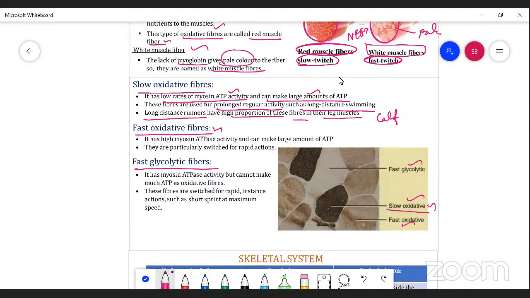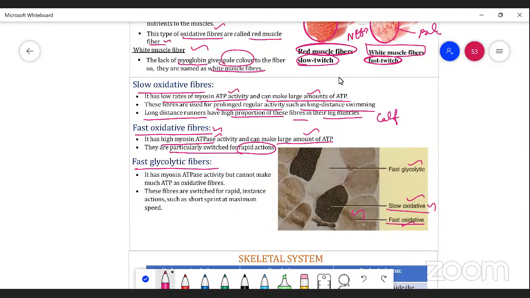This type of fiber is known as the fast oxidative fiber. These fast oxidative fibers have high myosin ATPase activity and make a large amount of ATP. Here, in the slow type, there was a low rate of myosin ATPase activity. Here there is high myosin ATPase activity and a large amount of ATP is made. They are particularly suited for rapid action. Particularly what action? Rapid action. Okay. Next one, fast glycolytic fibers.